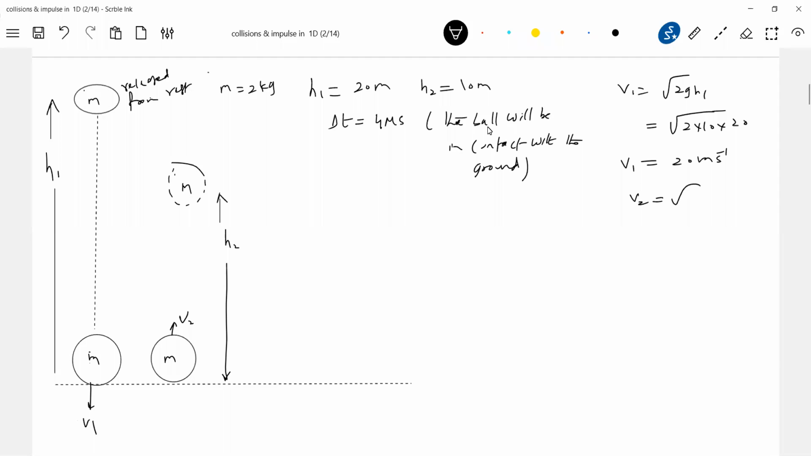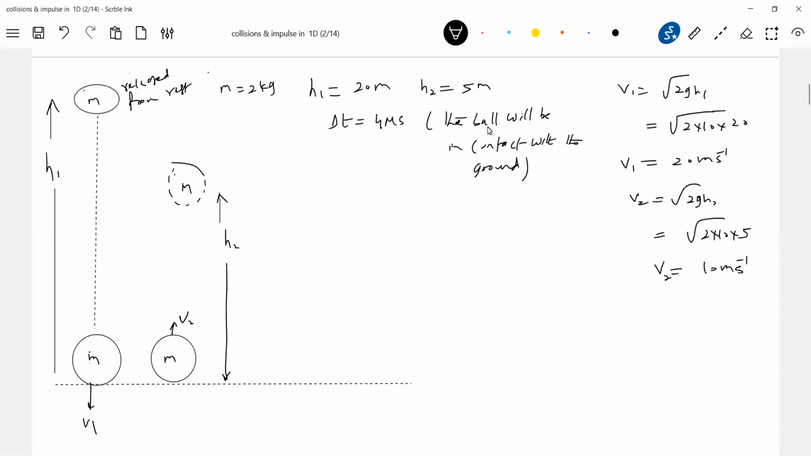What is V2? Root of 2gh2. So this should be 2 into 10 into 10. Let me make it 5, calculations will be easier. So this will be 10 meter per second.